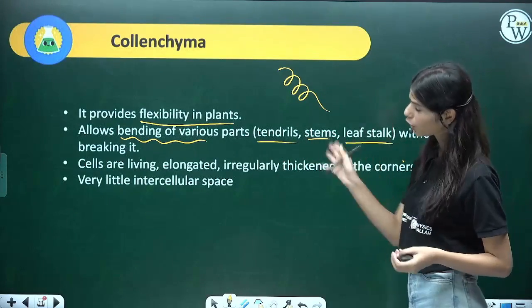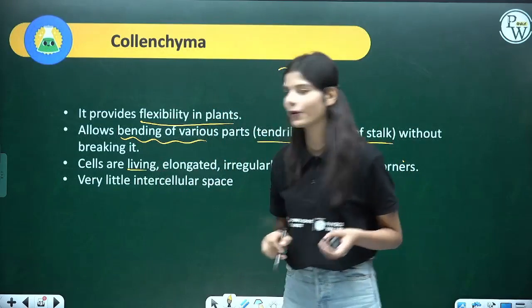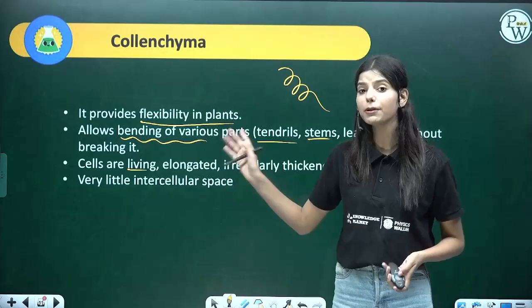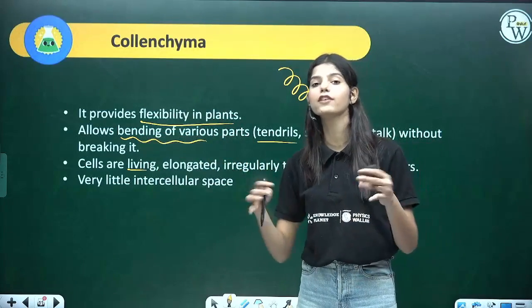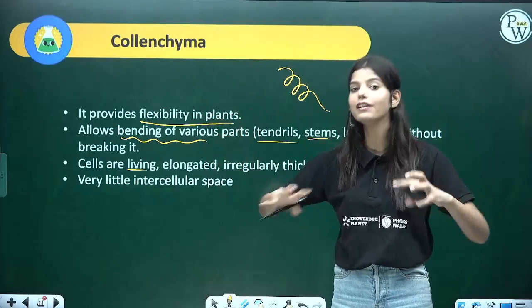Okay. Also, talking about Collenchyma, guys, it is a type of living cell. Okay, it has living cells. Talking about the Parenchyma as well, it is also comprised of living cells. So Parenchyma and Collenchyma, both of them have living cells.